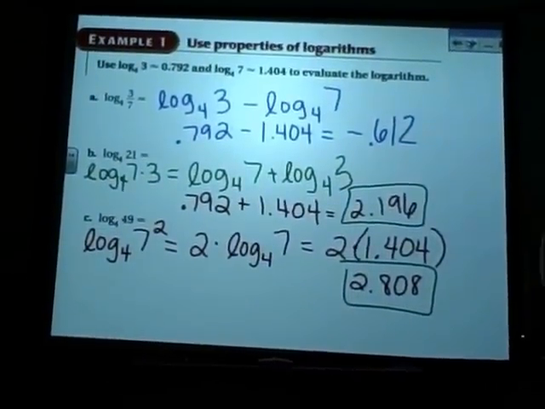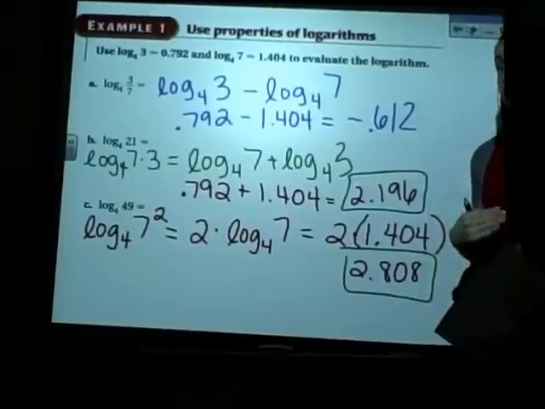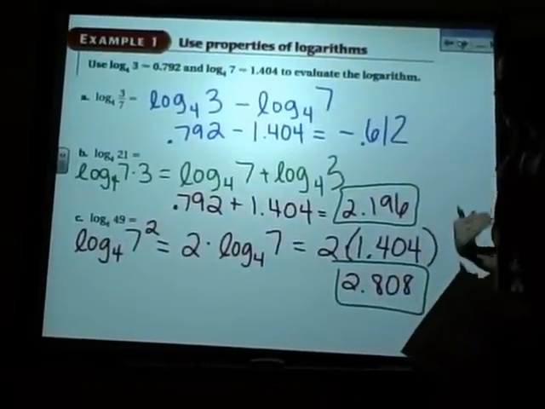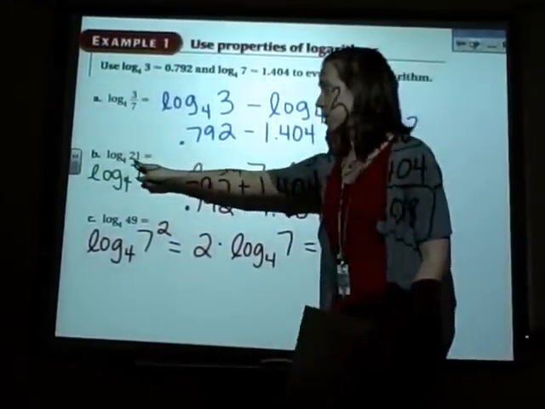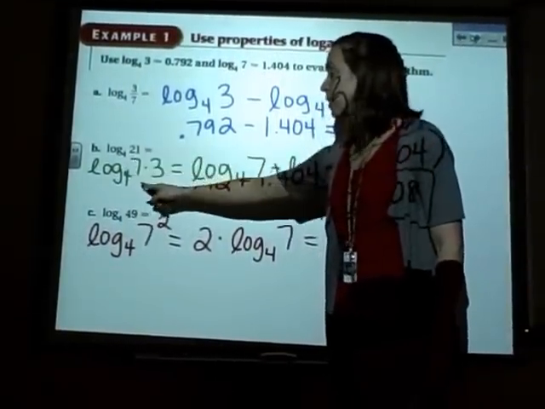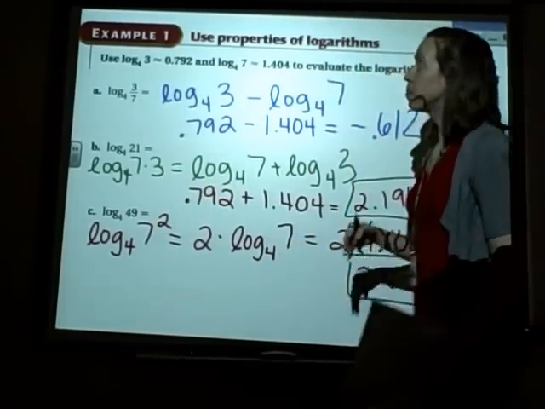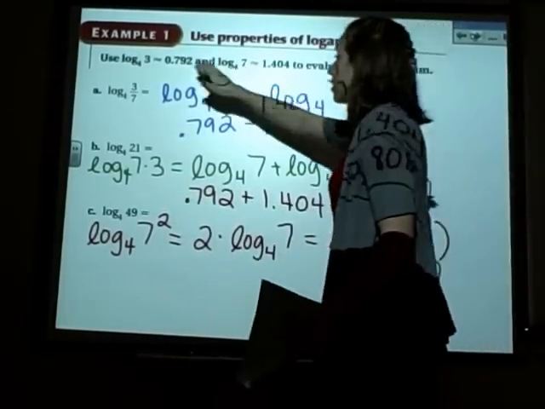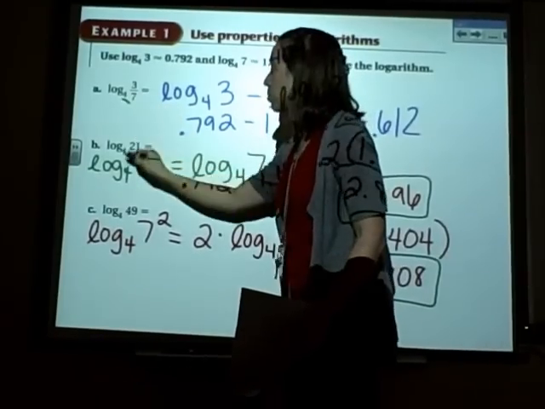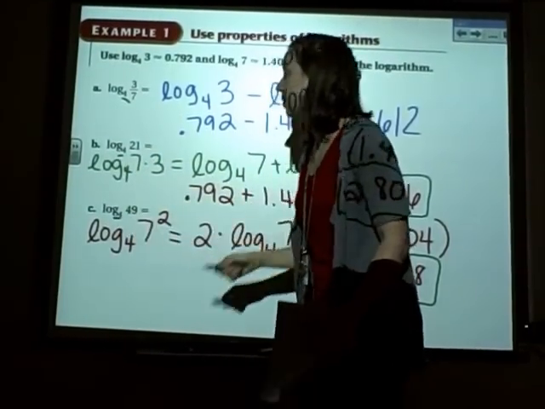Okay, so you should have given it a try. Again, the idea is we want to rewrite these bigger numbers using 7 and 3 if possible, because we're given 7 and 3. Notice we don't have to worry about the base. The base is the same for all of them.